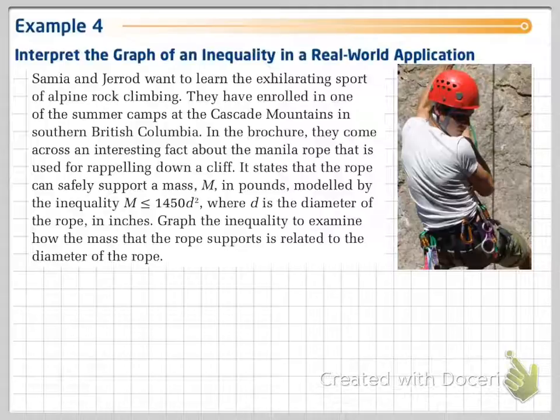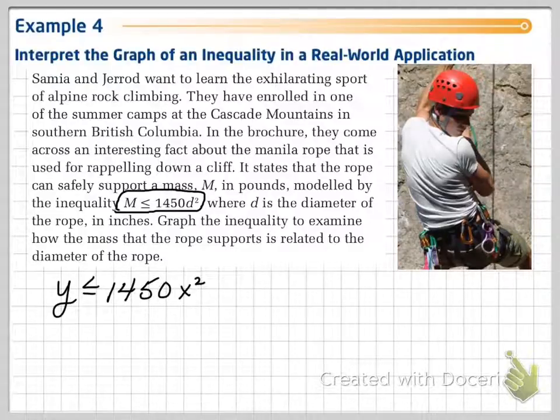Modeled by the inequality, m has to be less than 1,450 times the diameter of the rope squared, where d is the diameter of the rope in inches. Graph the inequality to determine how the mass the rope can support is related to the diameter of the rope. So, well, we only need positive values for d. We're going to put this in as y is less than or equal to 1450 x squared.